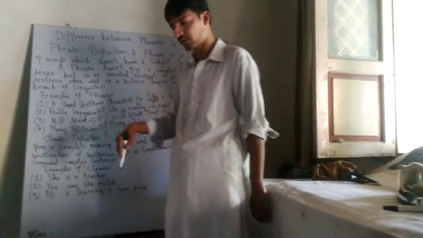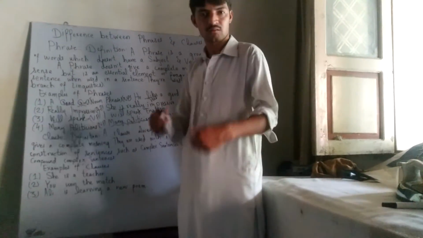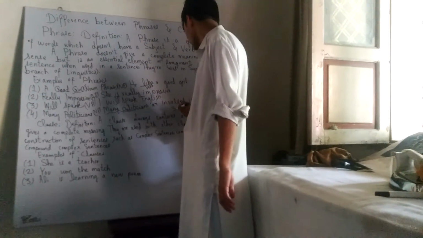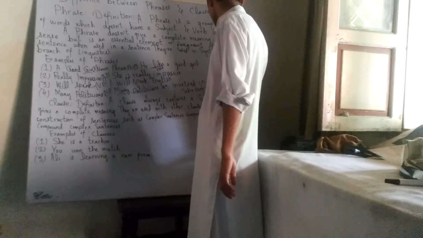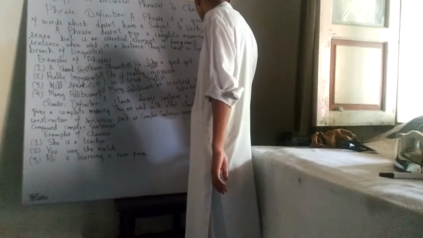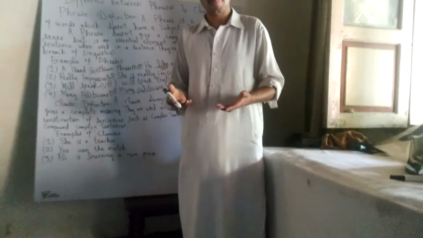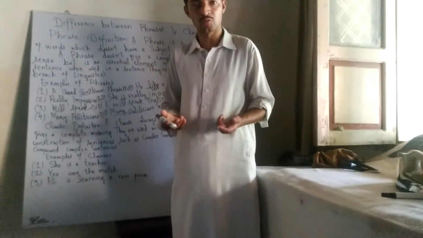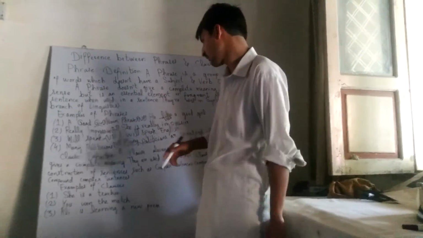That's why it is different. A clause always contains a subject and verb and gives a complete meaning. It has its own subject and verb, so it becomes a clause. Right? That's why a clause has its own subject and verb, and that's why it is different from a phrase. A phrase doesn't have a subject and verb, while a clause does have these things.